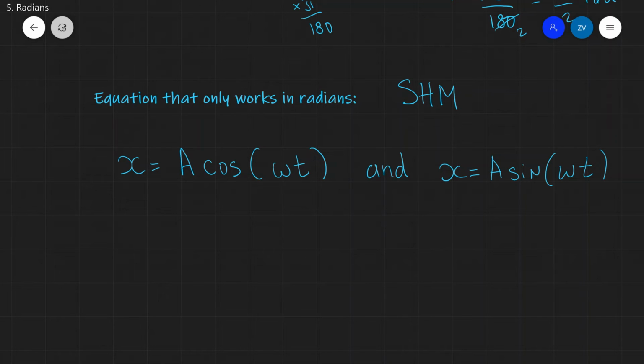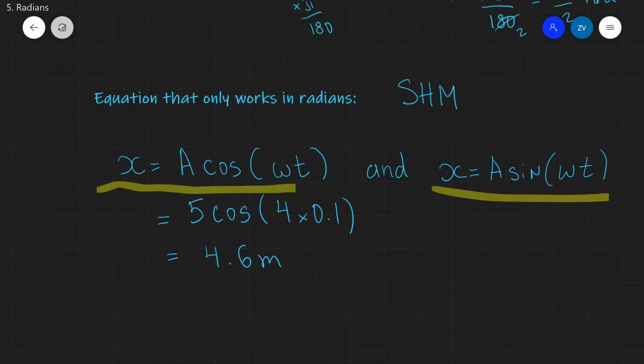For instance, let's say that the amplitude is, I don't know, 5 meters, and I want to do the cosine of, let's say, an angular frequency of 4, and let's say that I was interested in time equal to 0.1. If I was to input this into a calculator, I should be able to get 4.6 meters, and if I'm getting a strange answer, chances are that my calculator is in degrees mode. So for those two equations, remember that you need to ensure that your calculator is in radian mode.